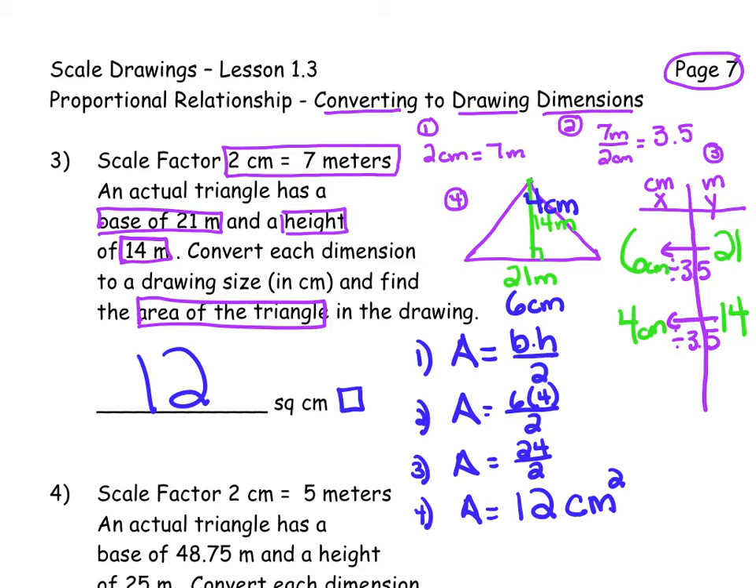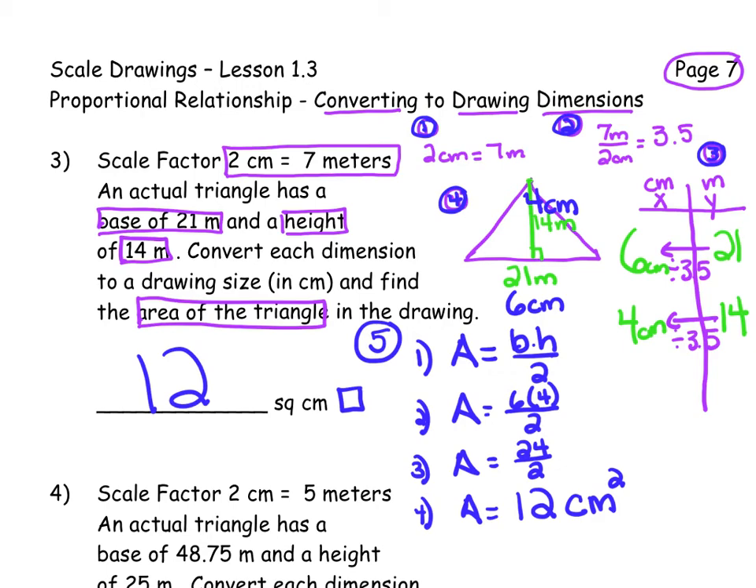Now, you're going to complete problems 4 and 5 in the same way that you just completed this problem. Pause the video if you need to take notes. But step 1, record your scale factor. Step 2, calculate the rate for the table. Step 3, set up your table and convert your dimensions. Step 4, draw a picture of your triangle and label it. And finally, in step 5, you're going to calculate the area of the triangle.